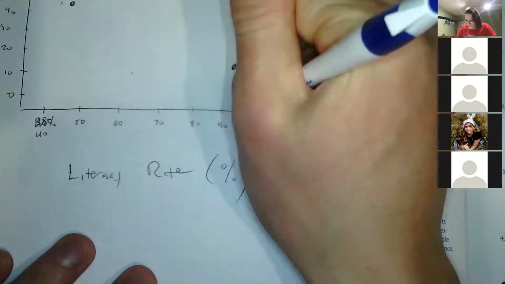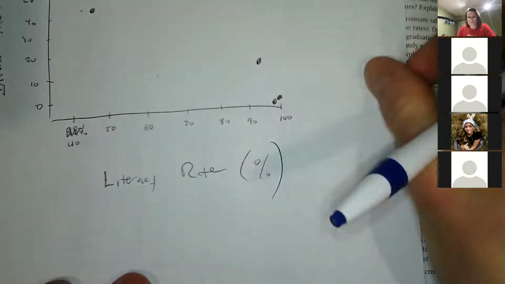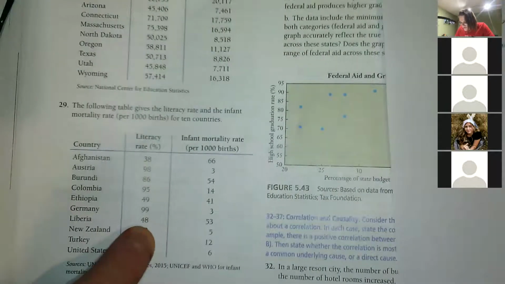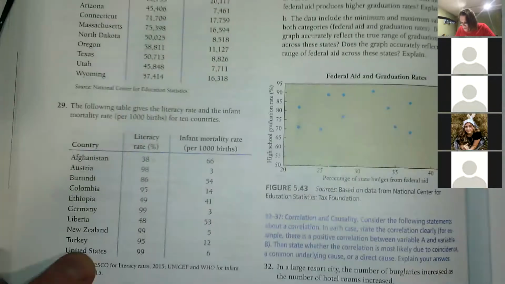Germany, 99-3. How do you have such a high literacy rate? It's crazy. Right, 99-3. And then I guess we can finish. We're almost done. Liberia, 48-53.